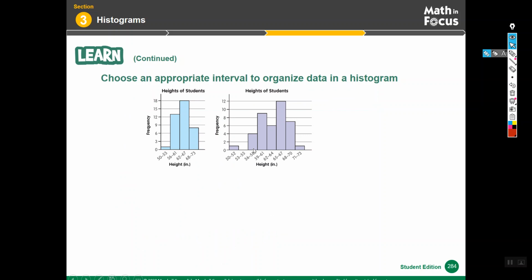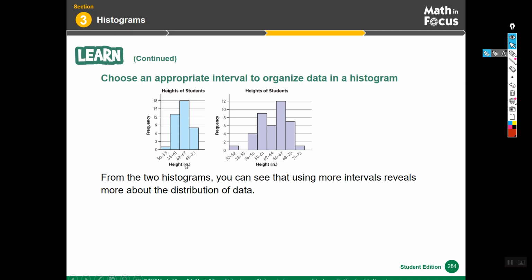So which one do you think organizes the data better, in your opinion? Think about it. Which one gives you a clearer picture of actual heights? From the 2 histograms, you can see that using more intervals reveals more of the distribution of data.